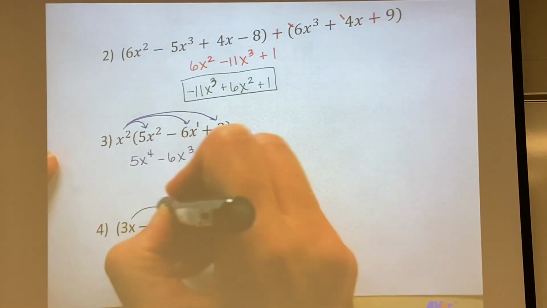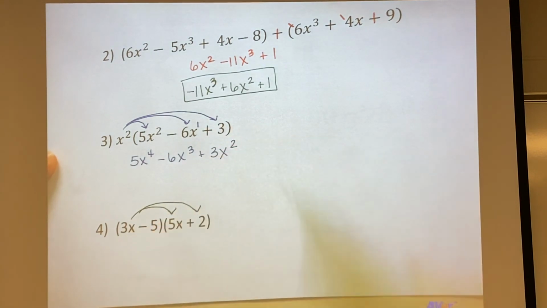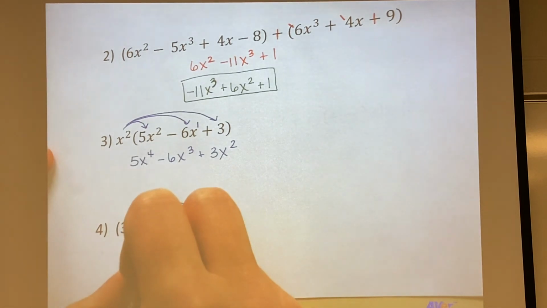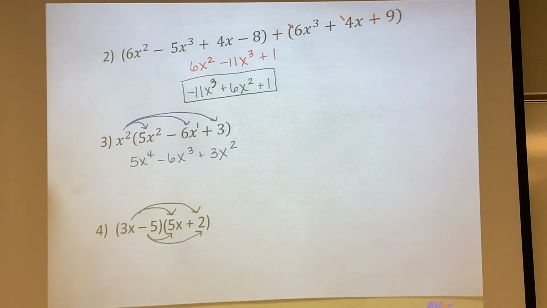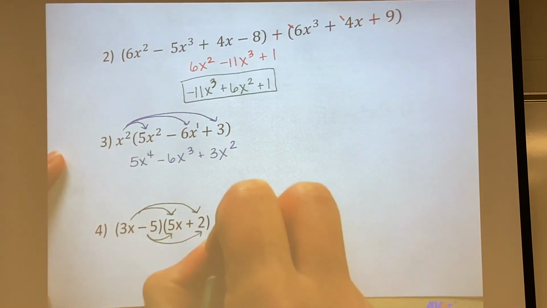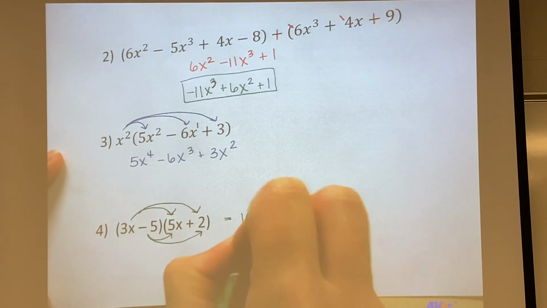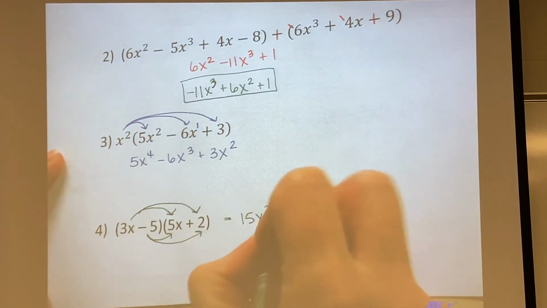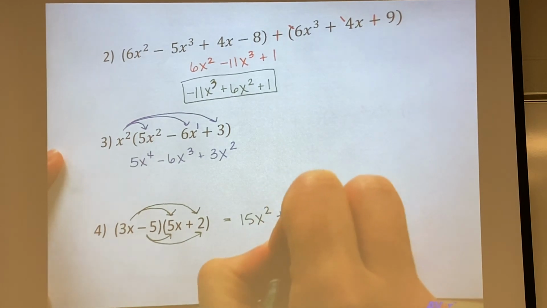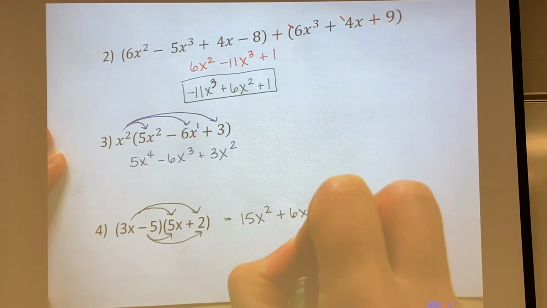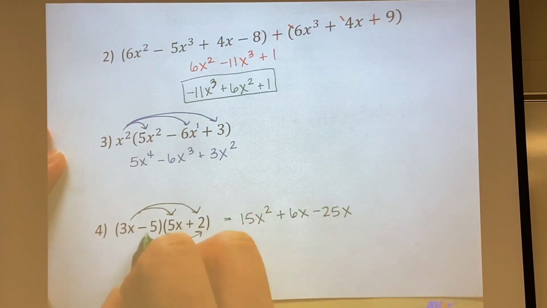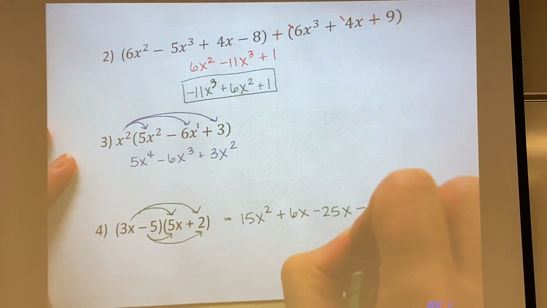We're gonna take the 3x and distribute it to both of the terms. And then after we do that, we'll take the -5 and distribute it to both of the terms. So just distributing twice. All right, so let's do the 3x first. So 3x times 5x, 3 times 5 is 15, x times x is x squared. 3x times 2 gives us 6x. Then we move on to the -5. -5 times 5x is -25x, and -5 times 2 is -10.